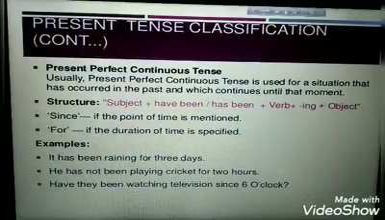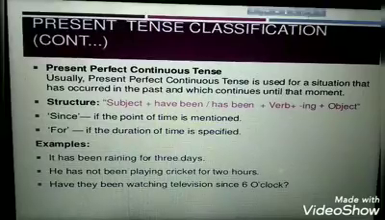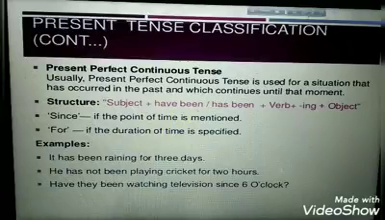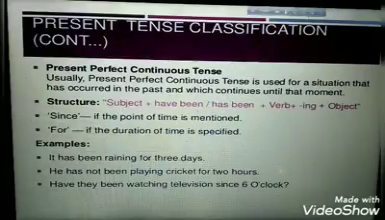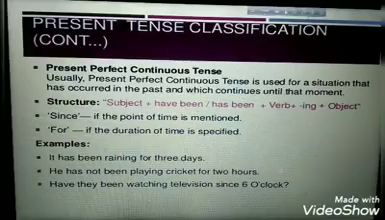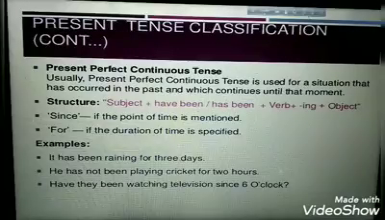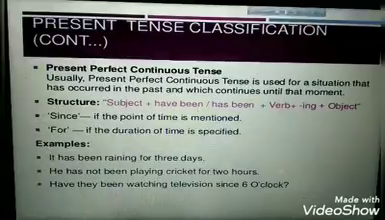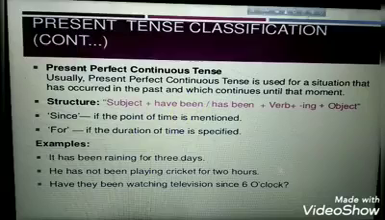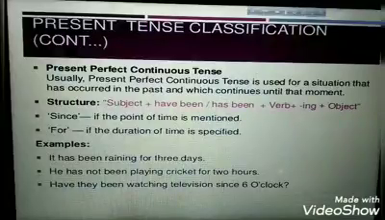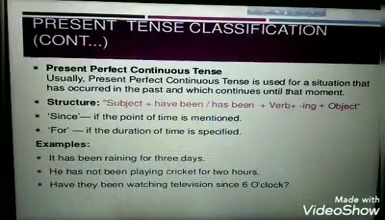So there is an important thing here. This is since and for. When you will have to use since and when you will have to use for. Since is used if the point of time is mentioned. When the time is very specific, you will have to use since. And for is used when the duration of time is specified, that means when there is no specification of time. Okay? It will be clear by analyzing the given examples.